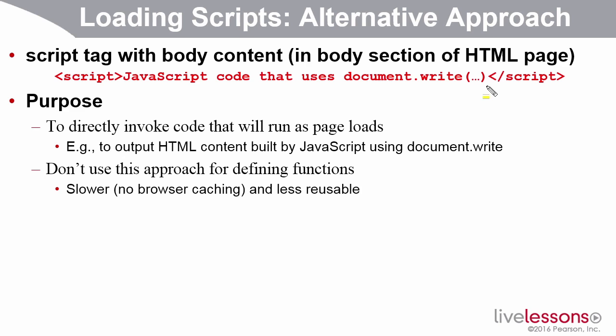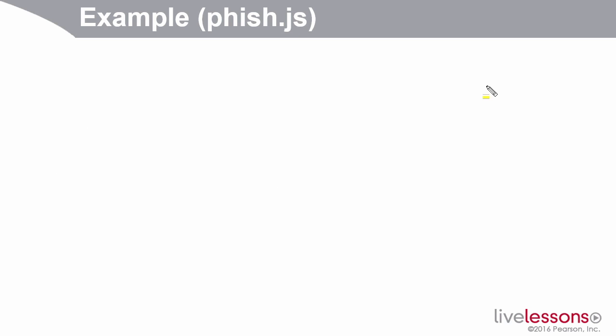So the idea is that you're directly invoking code that will run as the page loads, and the purpose of this code is mostly to build some HTML content. Don't use this approach for defining the functions. Use the previous approach, a script tag in the head section that refers to a JavaScript file. Okay, so here's a quick example of both approaches.